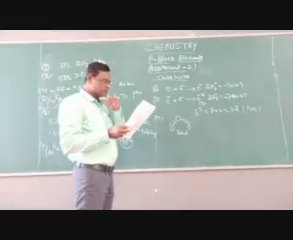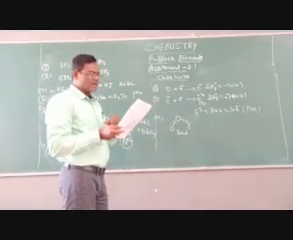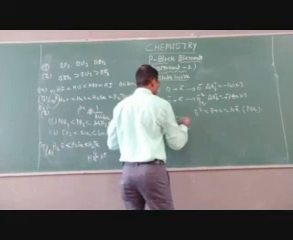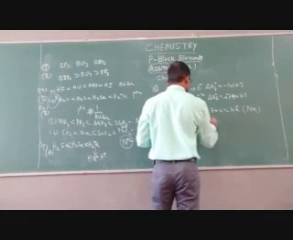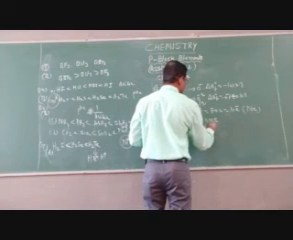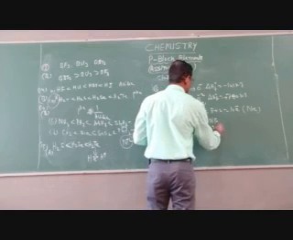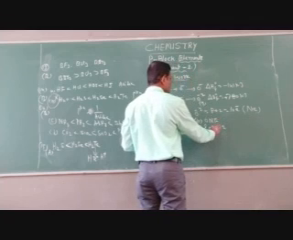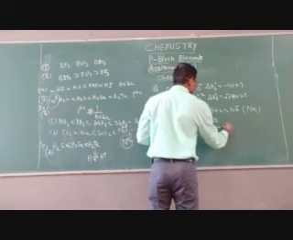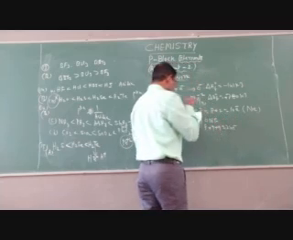ONF is isoelectronic with O2N minus. What is given? ONF. ONF means oxygen atomic number 8, nitrogen atomic number 7, fluorine atomic number 9. Total is how much? 9 plus 7, 16. 16 plus 8, 24 electrons are present.